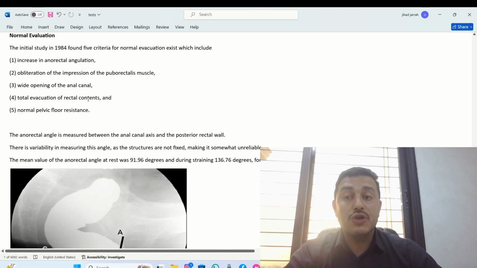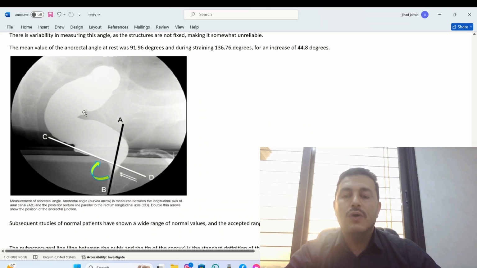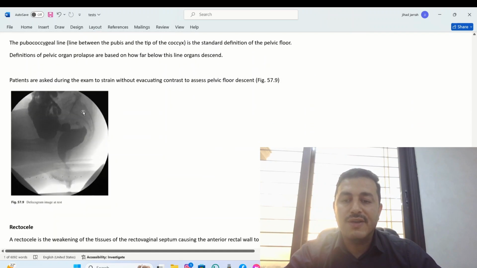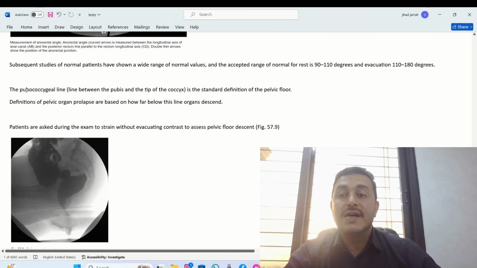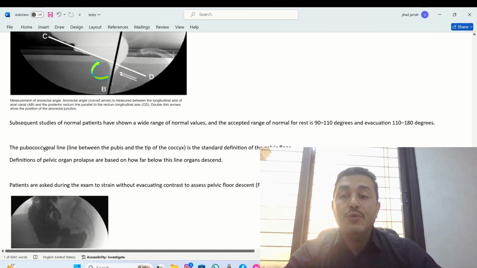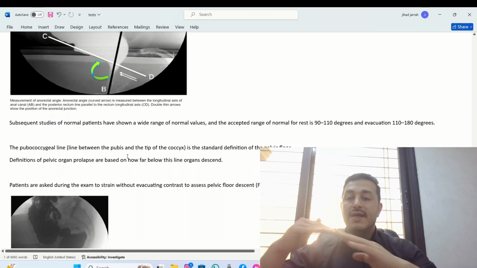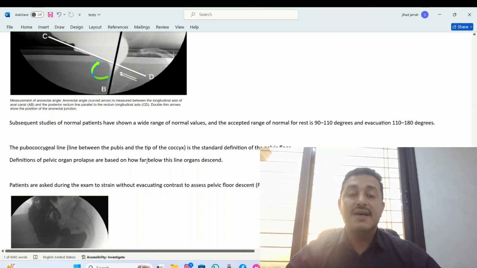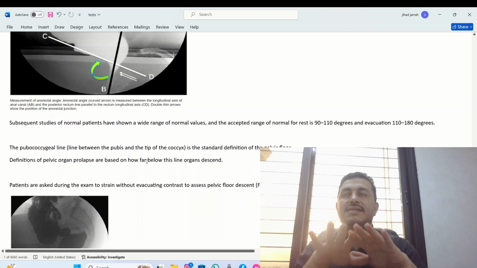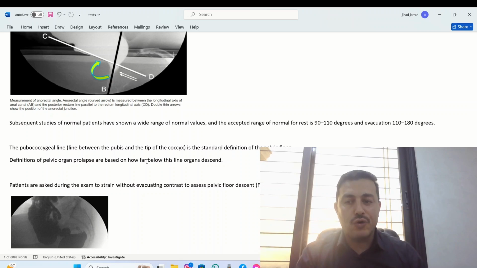Total evacuation of the rectal content and normal pelvic floor resistance. What do we mean by normal pelvic floor resistance? Actually, we have a line called the pubococcygeal line. It is the line between the pubis and the tip of the coccyx. This is, let's say, the defecographic definition of the pelvic floor.